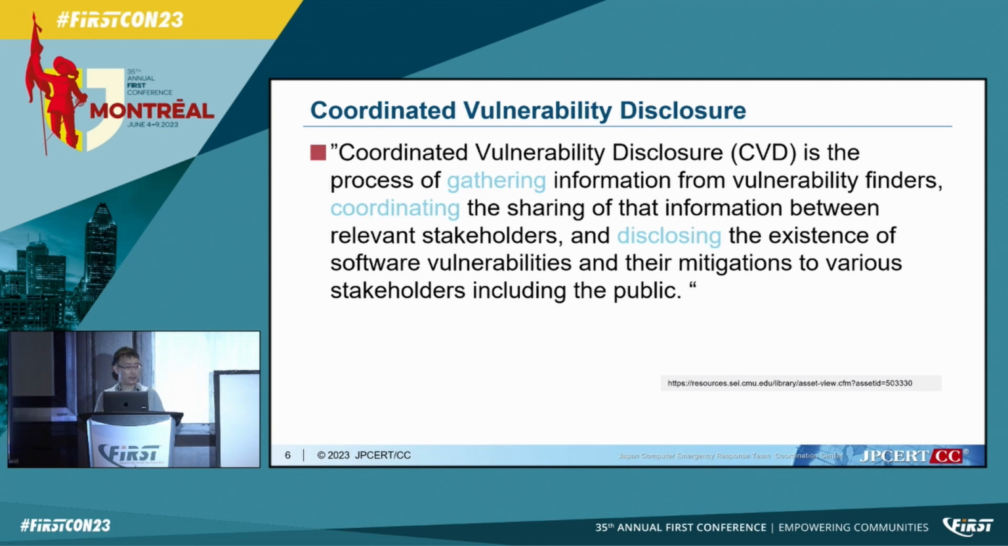And to put it in a simple way, CVD is the process of gathering, coordinating, and disclosing the vulnerability information found. And most of the time, it is disclosed to the public, but there are some cases when it is disclosed to a limited number of people. This happens when, let's say, the vendor of the affected product is aware of all of its users, then the information is often disclosed to the users only, but most of the time, it is disclosed to the public in the form of vulnerability advisories.